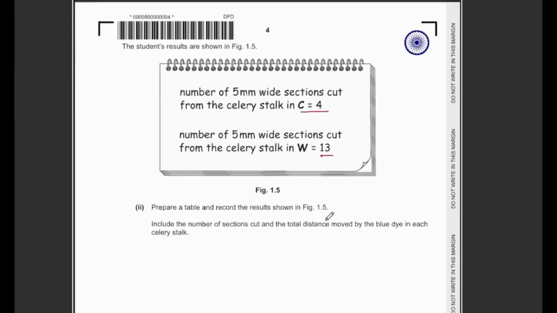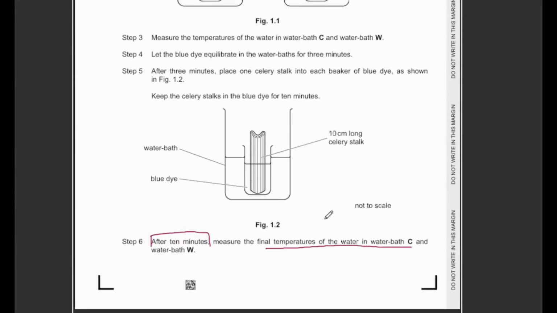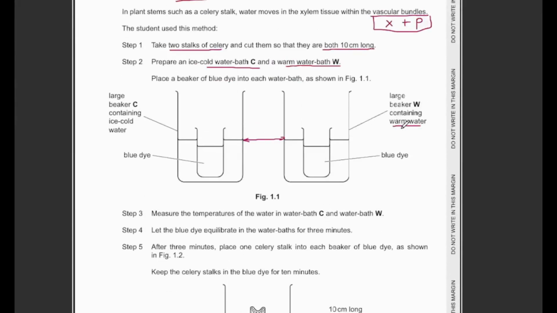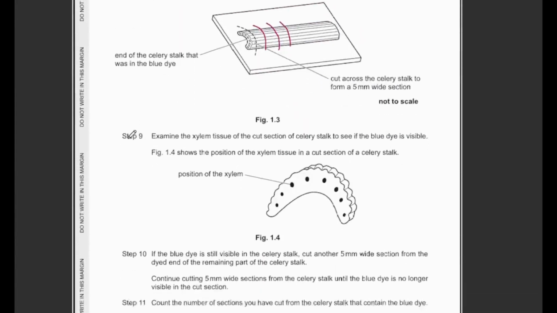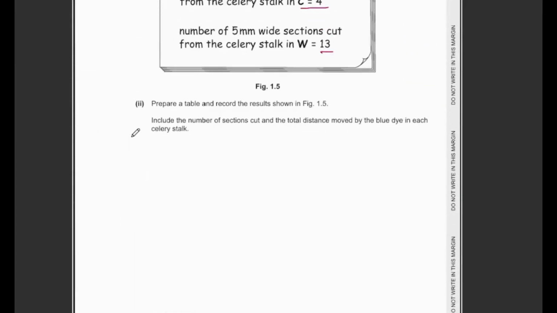Remember why it is 13. W is warm water. Another one was cold water, so maybe the warm water is helping in more absorption of water. Is it? We'll see whether the temperature is impacting the absorption of water, or here it is dye. Now prepare a table and record the result shown in figure 1.5.